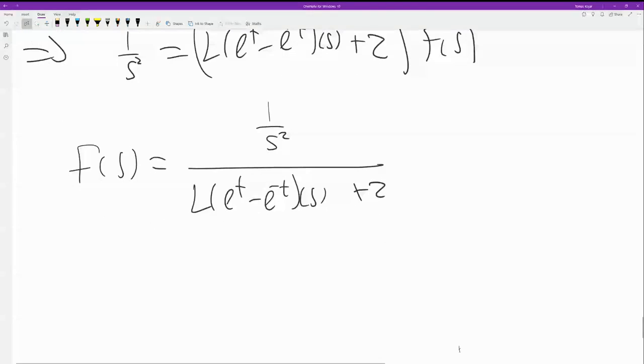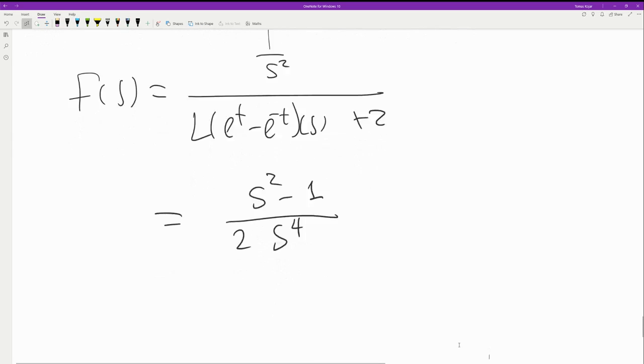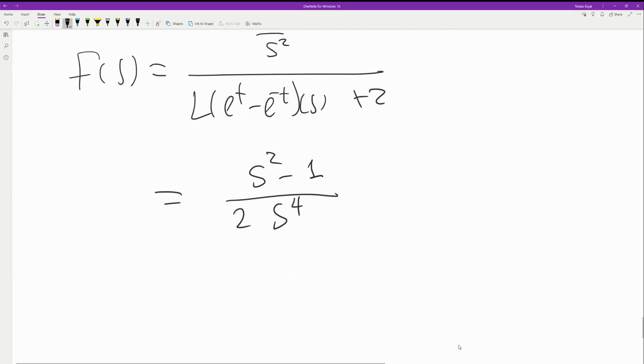Now these are just exponentials, so let me save you the trouble. If you do all the computations, you get s squared minus 1 over 2 s to the 4. Okay? So that's what you get. First guy is 2 s squared. Second guy is 2 s to the 4.